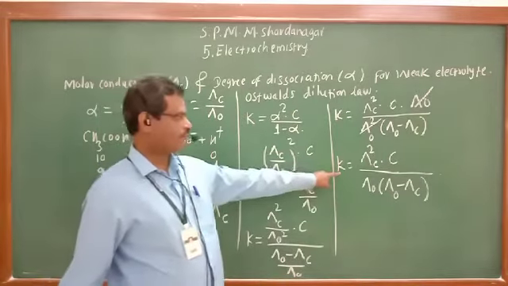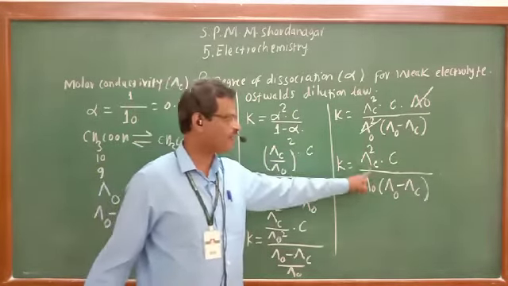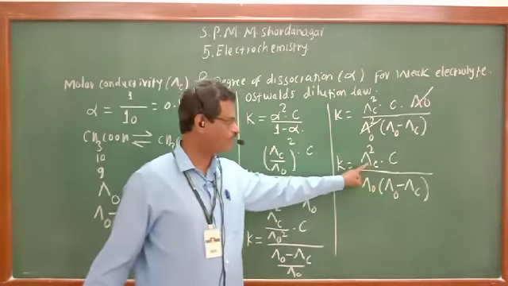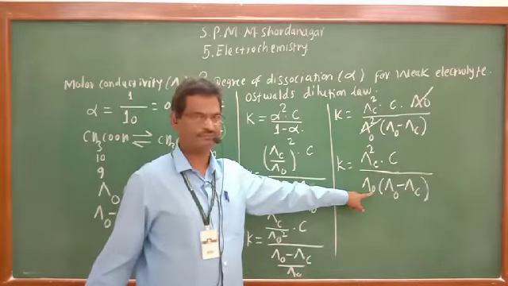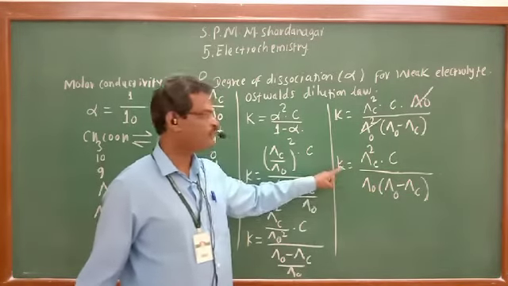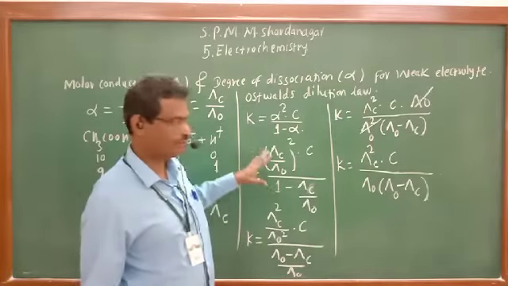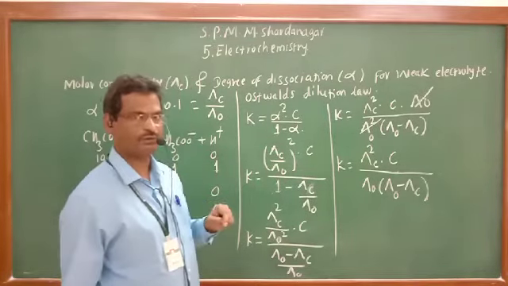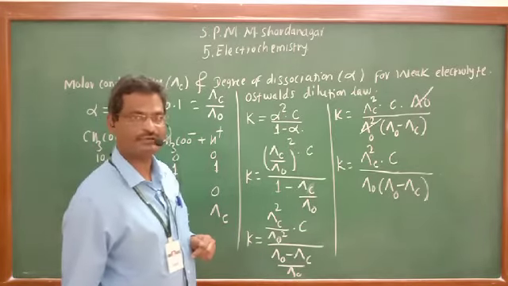This is the equation for dissociation constant in terms of molar conductivity at given concentration and at zero concentration for weak electrolyte. This equation they have not derived in your book, but they have asked to derive it in the exams also.